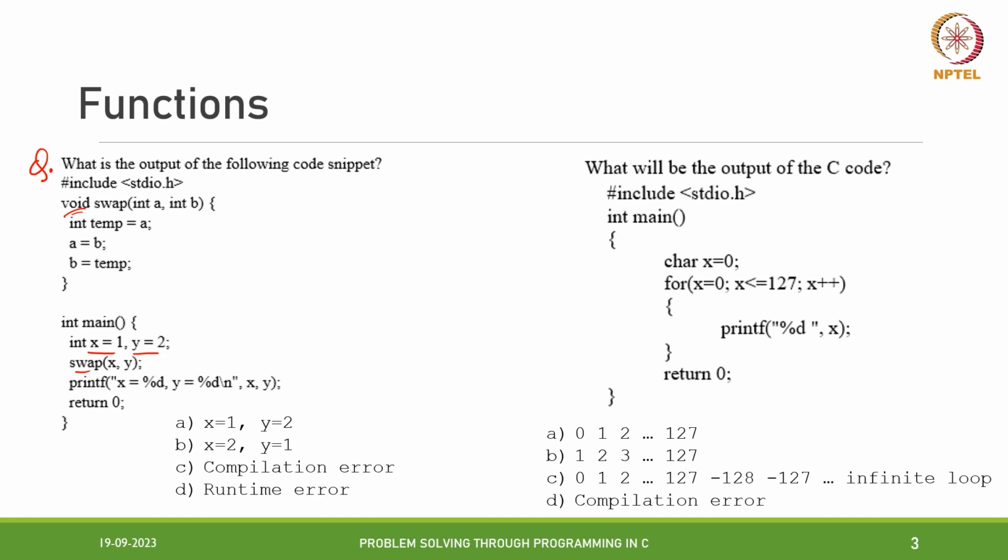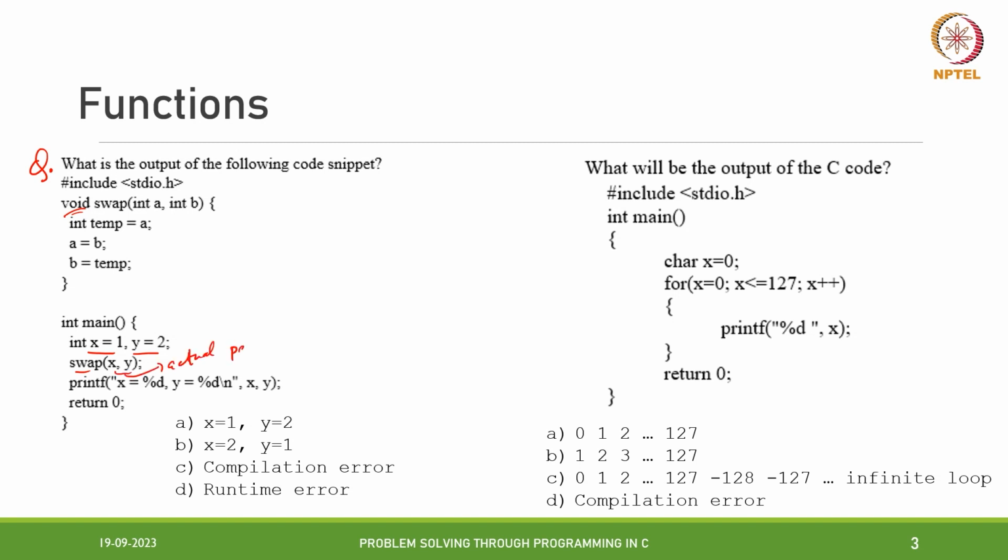X equal to 1 and y equal to 2. Okay, why do you think so? Because x and y are localized to main function. Mm-hmm. And it is not getting changed as swap function. Yes, you're close. So basically what is happening is these are the actual parameters that you are passing.